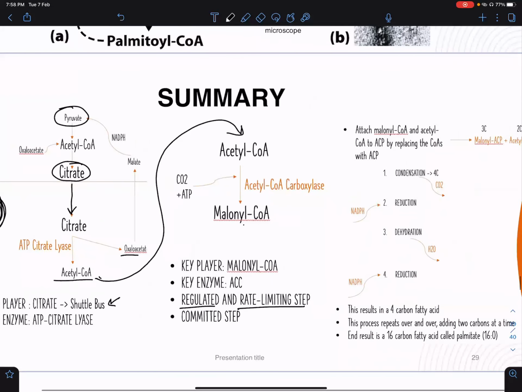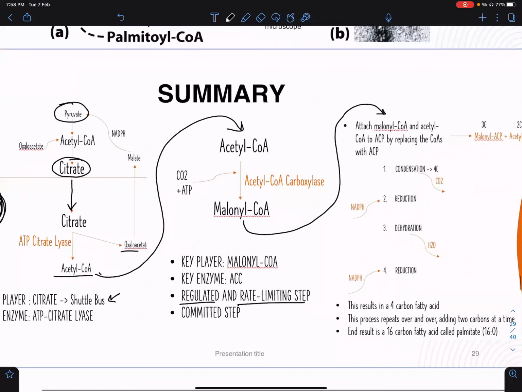Then after the malonyl-CoA, we are going to replace the CoA with an ACP, and attach it to an acetyl ACP, where they both will combine into a 5-carbon molecule, which will undergo condensation, reduction, dehydration, reduction, losing a carbon in the process, ending up with a 4-carbon molecule. This will repeat over and over again, adding 2 carbons at a time every time, ending up with a palmitate, which is a 16-carbon molecule.